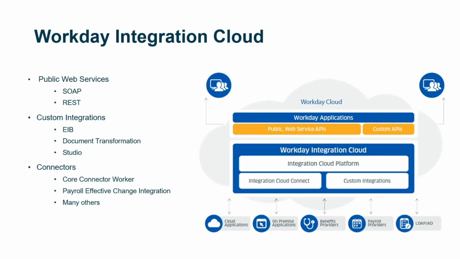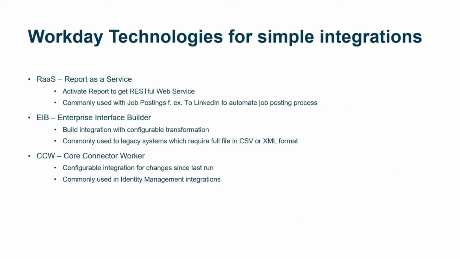Today I'm going to present three different technology options, one from each category. They will be RAS, Report as a Service, so you can activate a custom report to get a RESTful web service. This is commonly used, for example, with job postings, so integration to LinkedIn is a very common use case, and it fully automates your job posting process to LinkedIn. EIB, Enterprise Interface Builder. This is integration with configurable transformation. This is very commonly used with legacy systems that require a full file in CSV or XML format.